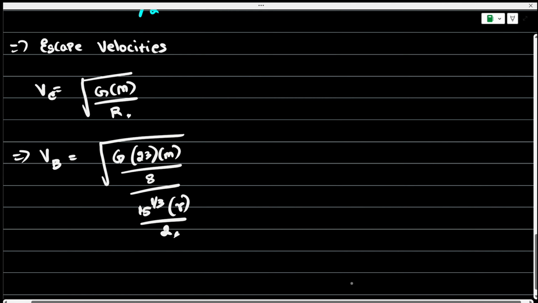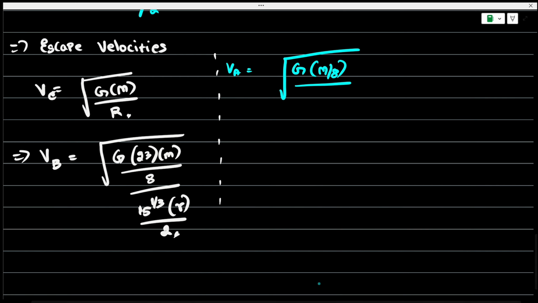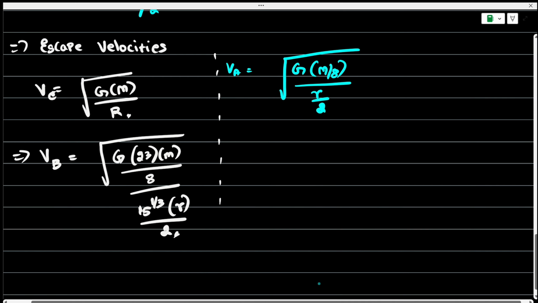Let's find the escape velocity for star A. VA is equal to the square root of g into the new mass of star A, m by 8, divided by the new radius of star A, which is r by 2. This is the escape velocity of star A.